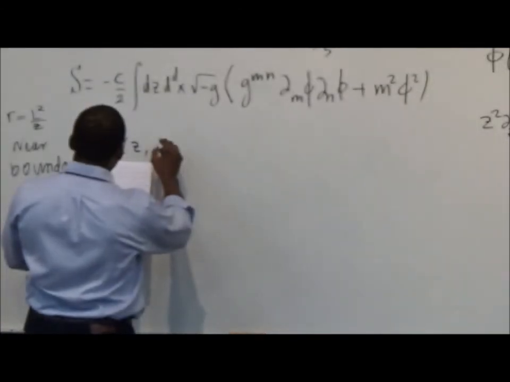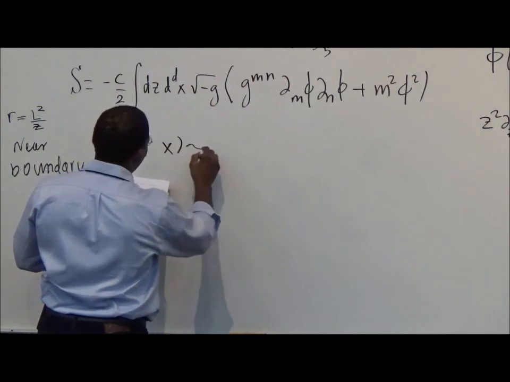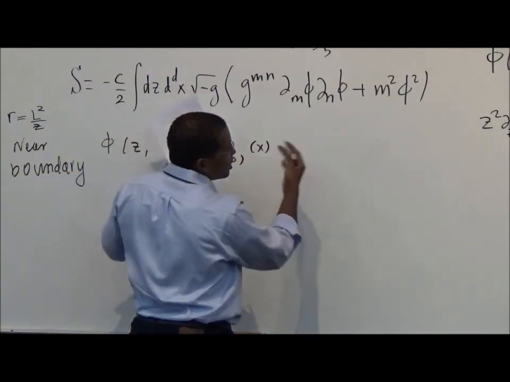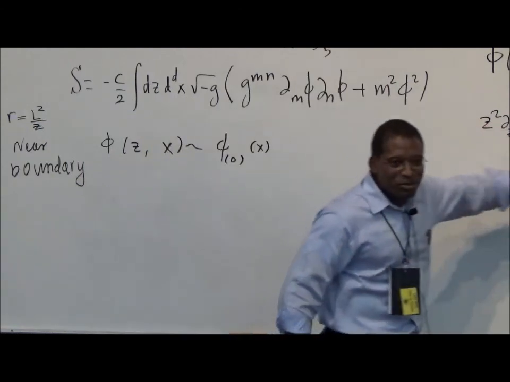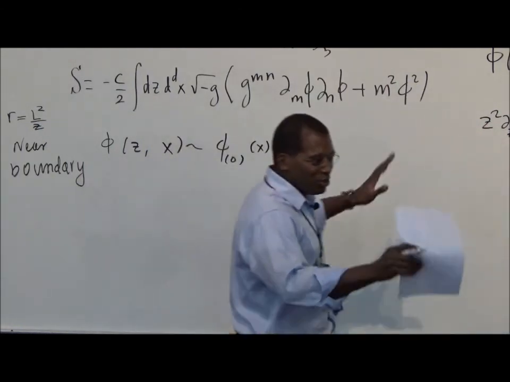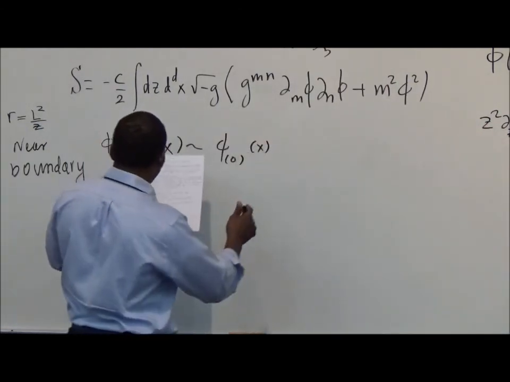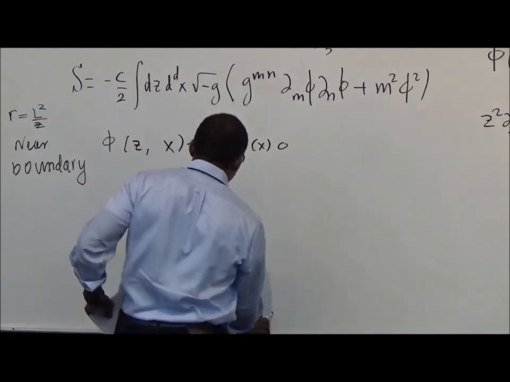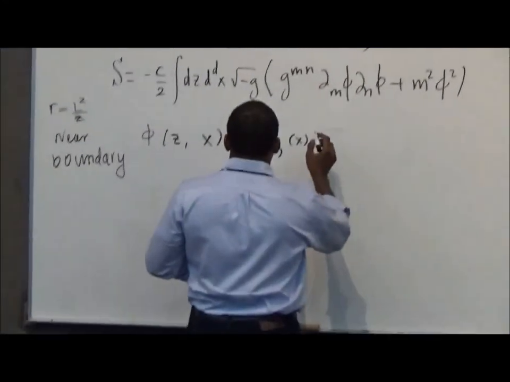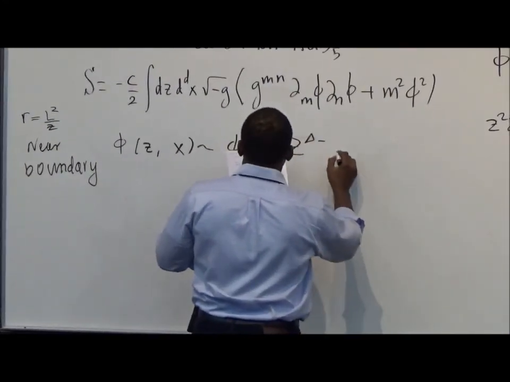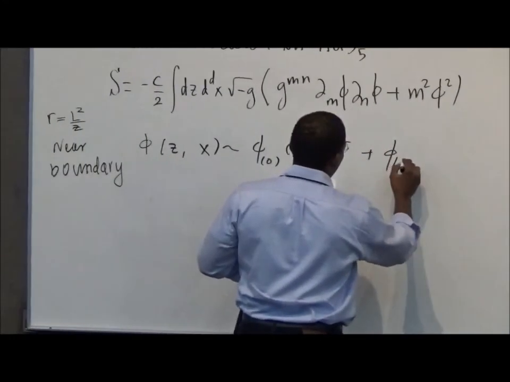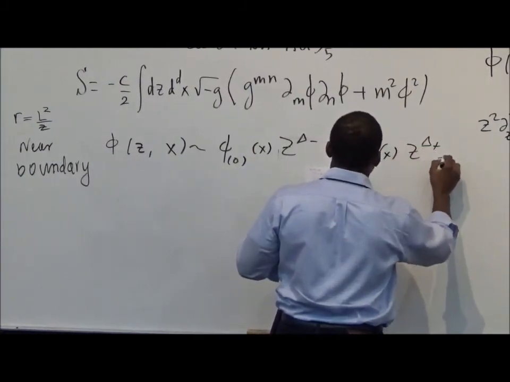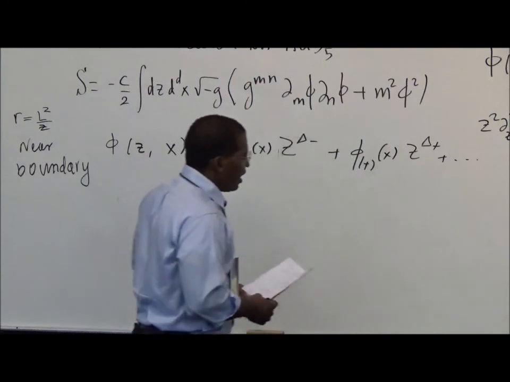So near the boundary, this field is going to have, more generally, basically, okay, this was to get the absolute extreme limit. Now I'm going to start building up the general story. So this will be z to the delta minus, and then there will be another field that I'll call plus, depends on x, z to the delta plus. And then there are some subleading terms.